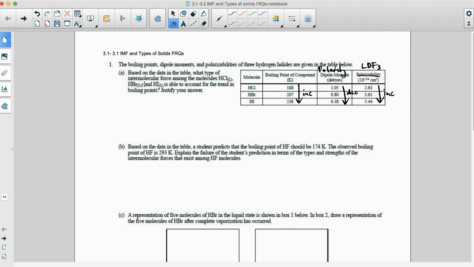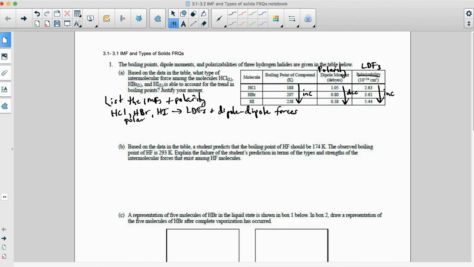Whenever doing these IMF problems, what we first want to do, before we tackle the question they're asking, is to list the IMFs in each substance. So here we've got HCl, HBr, and HI. These are all polar molecules which have LDFs and dipole-dipole forces. So it's always good to list the IMFs as well as the polarity. I'll put that next to there too. So these are all polar.